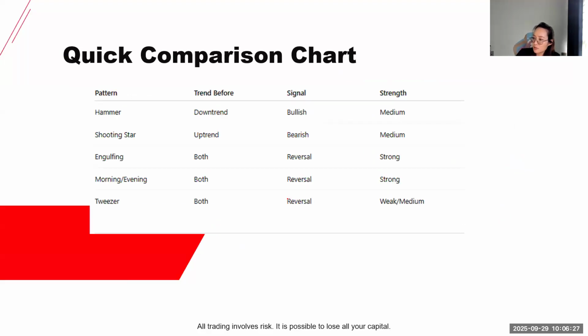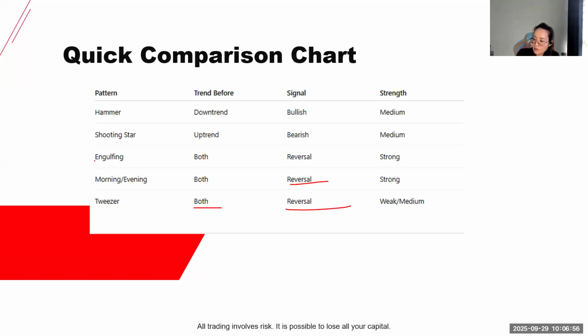Quick combination chart. Basically, for patterns, we have a hammer in a downtrend, a bullish signal. We have a shooting star when the trend before it is an uptrend. Engulfing is for both. It's a reversal for either bearish or bullish. An engulfing candle is a signal for reversal. Morning and evening star are for both, also for reversal as well. Twister is also for both, for reversal as well.